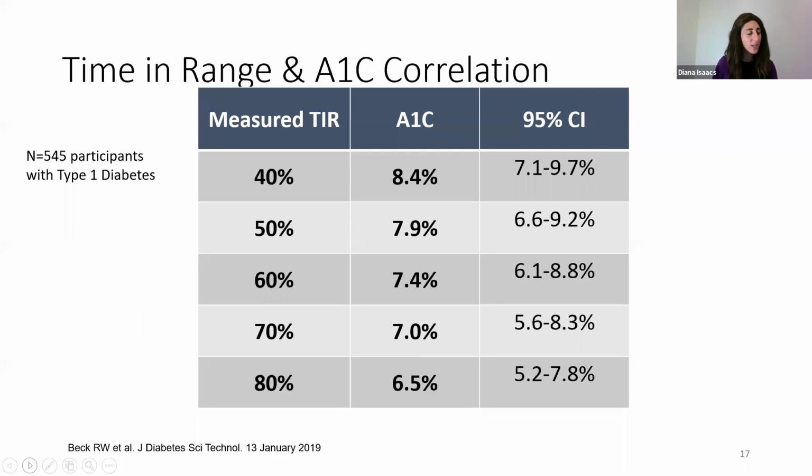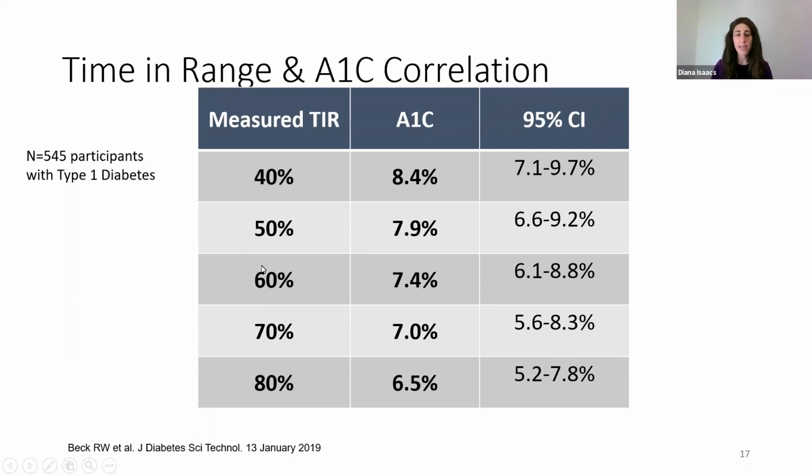So time in range, where does it come from? Well, we've done some correlation studies, and really what we found is that 70% measured time in range is very close to around a 7% A1C. Now, you'll notice the confidence interval does span out a little wider, so it's not a guarantee that a person's A1C will be 7%, but it means that there's a pretty good chance it will be pretty close to there without having a ton of glycemic variability.